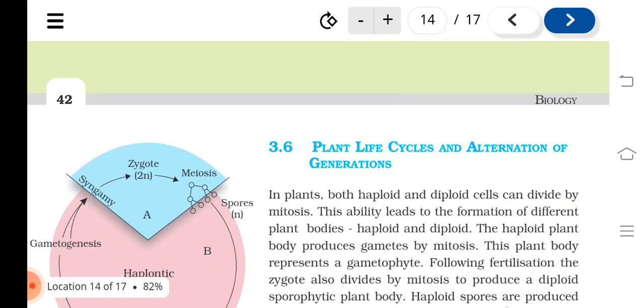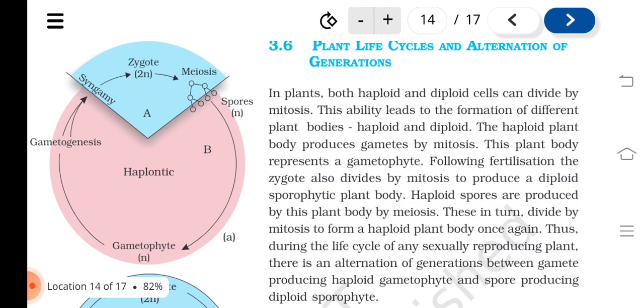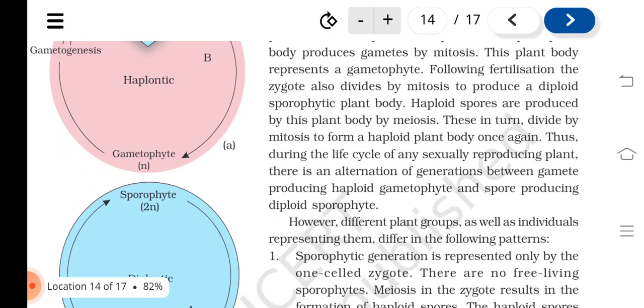Plant life cycles and alternation of generations. In plants, both haploid and diploid cells can divide by mitosis. This ability leads to the formation of different plant bodies, haploid and diploid. The haploid plant body produces gametes by mitosis. This plant body represents a gametophyte. Following fertilization, the zygote also divides by mitosis to produce a diploid sporophytic plant body. Haploid spores are produced by this plant body by meiosis. These in turn divide by mitosis to form a haploid plant body once again. Thus, during the life cycle of any sexually reproducing plant, there is an alternation of generations between gamete-producing haploid gametophyte and spore-producing diploid sporophyte.